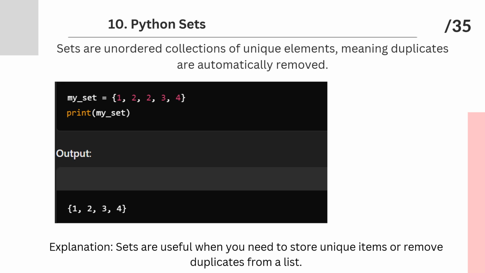Python sets. Sets are unordered collections of unique elements, meaning duplicates are automatically removed. Sets are useful when you need to store unique items or remove duplicates from a list. So this is the example of a set. This is the code of the set, and this is the output of this code.